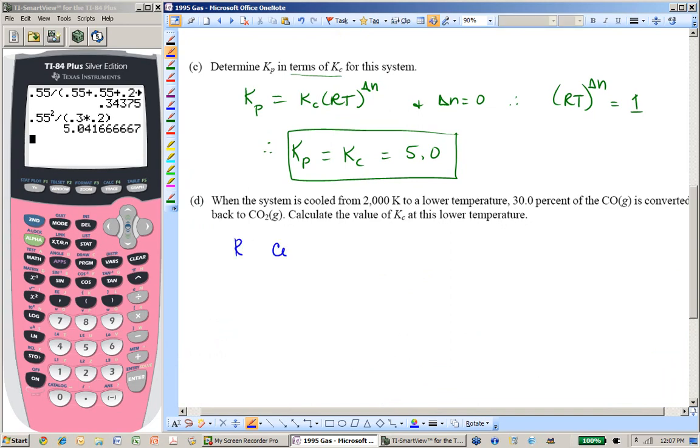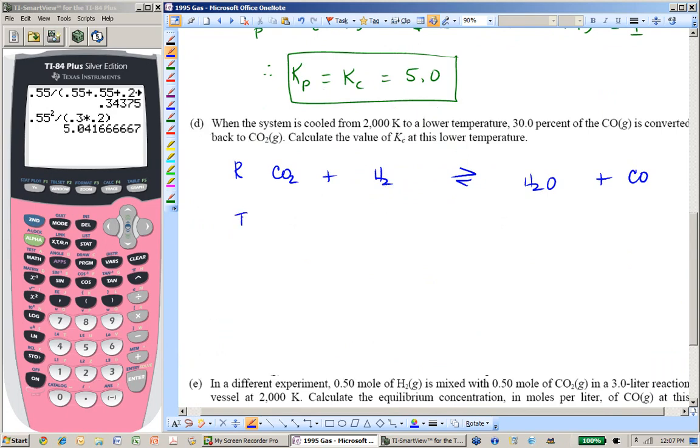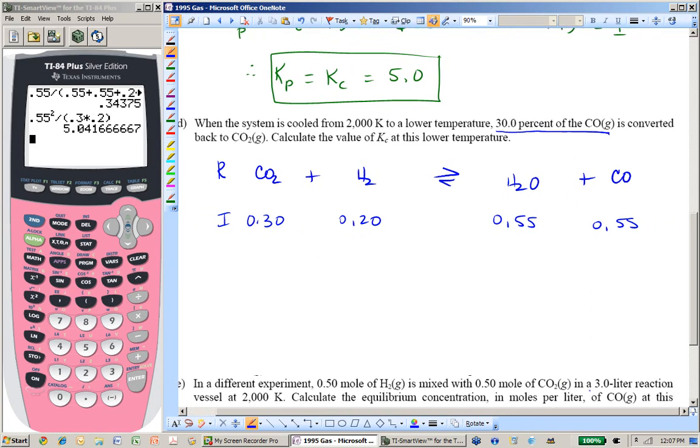So R is CO2 plus H2 in equilibrium with CO plus water vapor. Everybody's a gas. I'm being sloppy with my little g's. I is 0.30, 0.20, 0.55, 0.55. If I didn't have any other pieces of information, I would have to come along and do a Q and figure out which way to shift, but they gave me a hint. When the system is cooled to a lower temperature, 30% of the CO is converted back to CO2. So lose some, make some is my change.